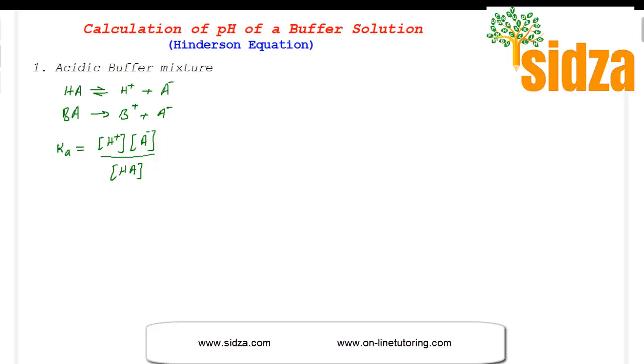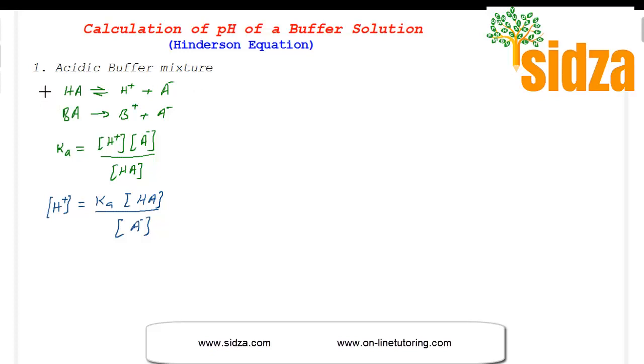And over here I can rearrange this same equation. Let's say the concentration of the H+ ion will be equal to the dissociation constant times the concentration of the acid divided by the concentration of the anion. Now let's make an approximation here, an approximation of the concentration of the anion.